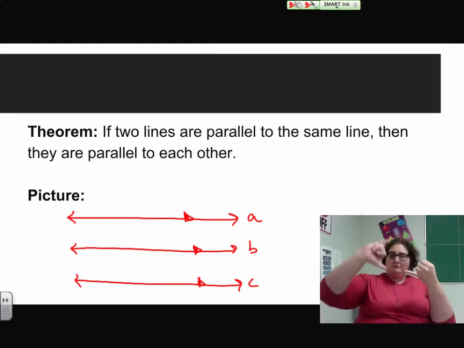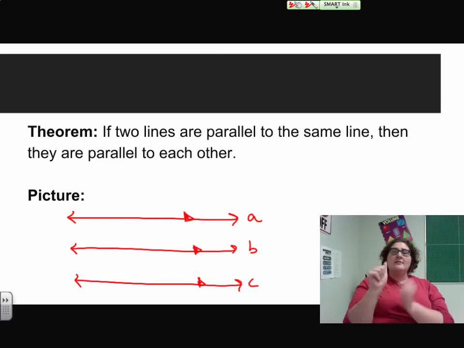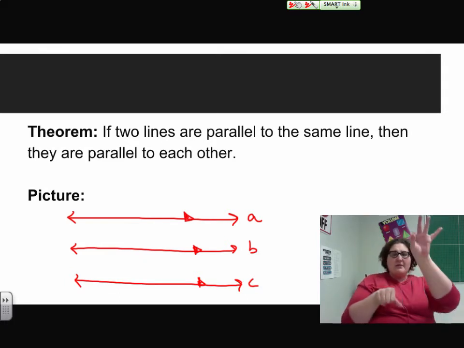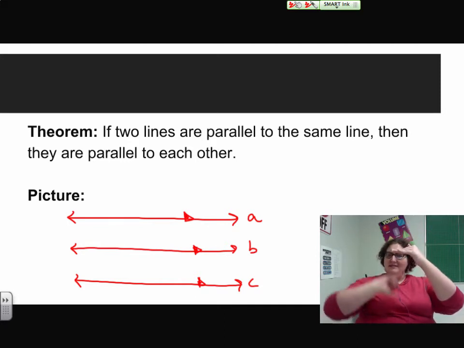Another way to think about this is think about your notebook paper. All those lines are parallel to each other, and we could pick two out at random, and it's going to be parallel to another line on your notebook paper.